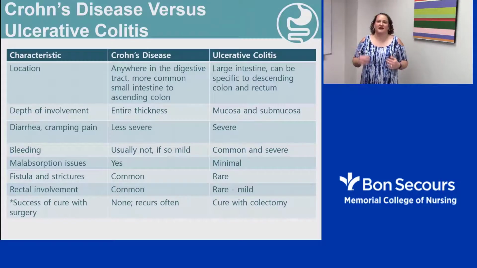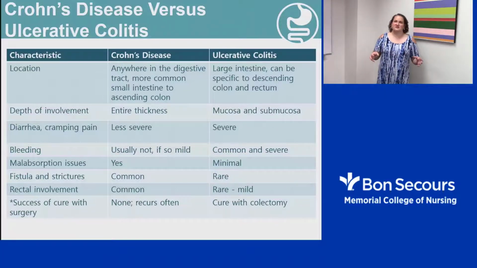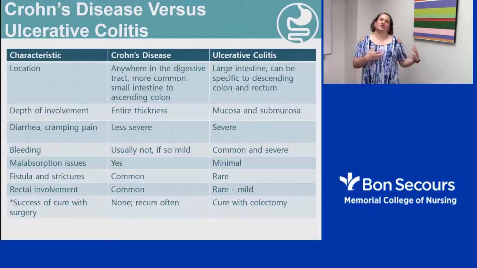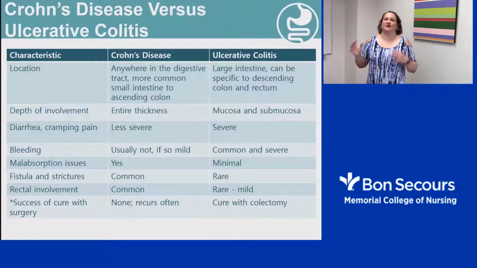And in this case, it's going to be bright red blood because we're talking about the large intestine. The blood does not have time to sit, coagulate, and become darker due to exposure to oxygen. Malabsorption issues, Crohn's disease can have a lot of that, especially if we're dealing with the small intestine. Sometimes treatments for Crohn's could be the removal of parts of that, which definitely can increase malabsorption issues. Fistula and strictures. We'll talk a little bit more about that in a moment. Very common in Crohn's disease.